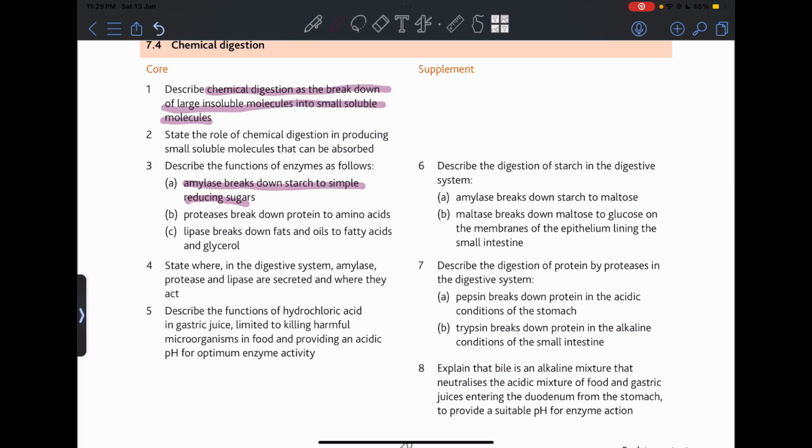Now, this is only for the extended students, as I said. Describe the digestion of starch in the digestive system. Amylase breaks down starch into maltose. So you have to know specific information. For extended students, amylase doesn't break down starch into simple reducing sugars, it's actually called maltose. Maltase breaks down maltose to glucose on the membranes of the epithelium lining in the small intestine. So this is where the maltase works for extended students. You have to know this information.